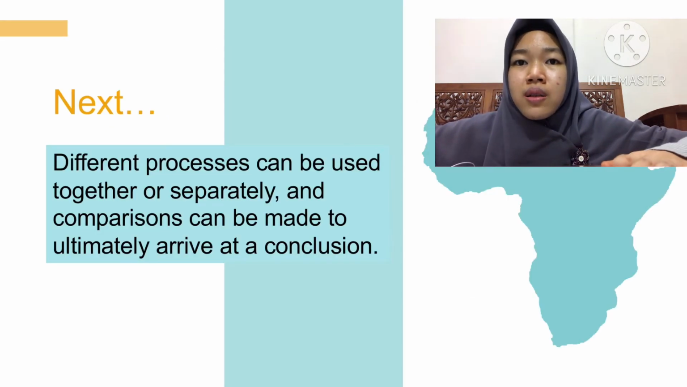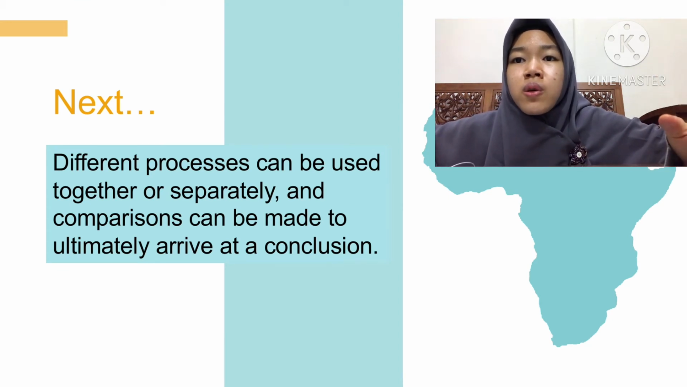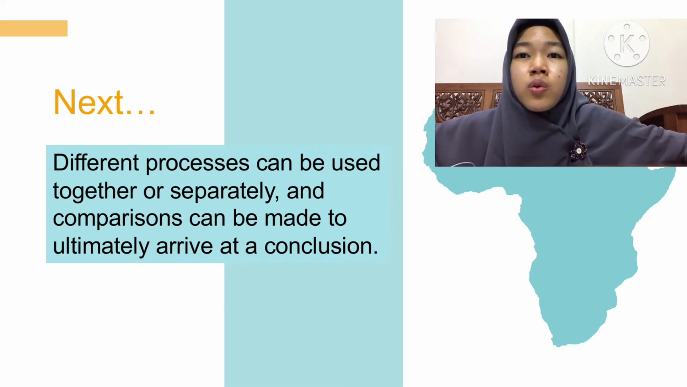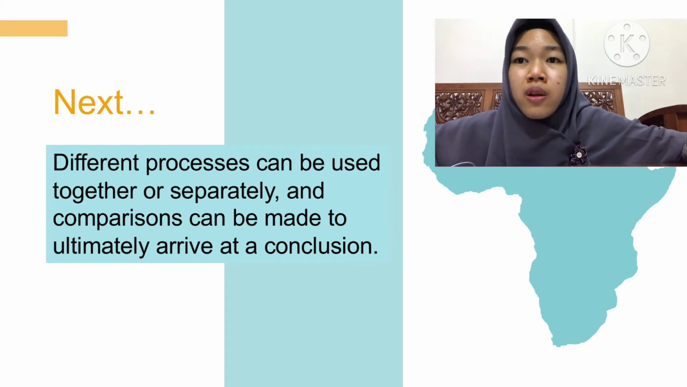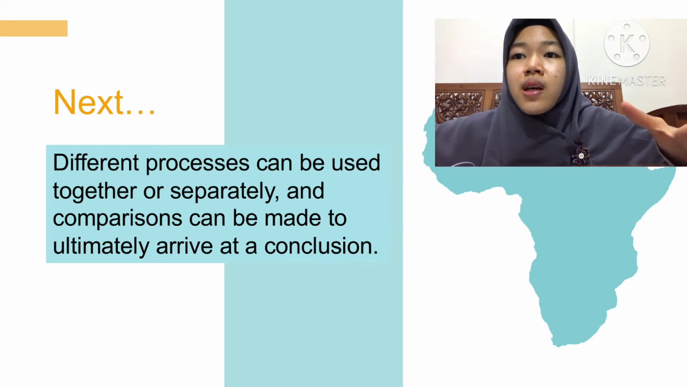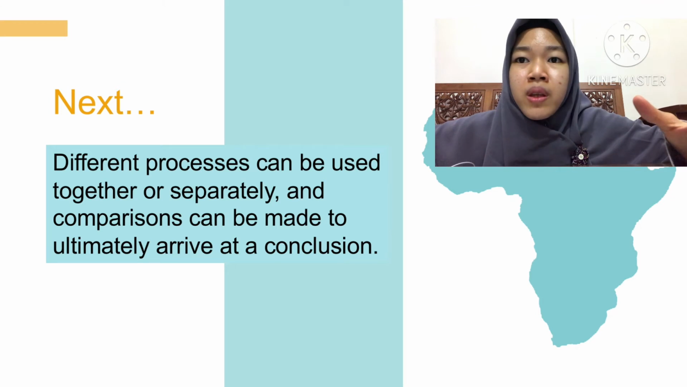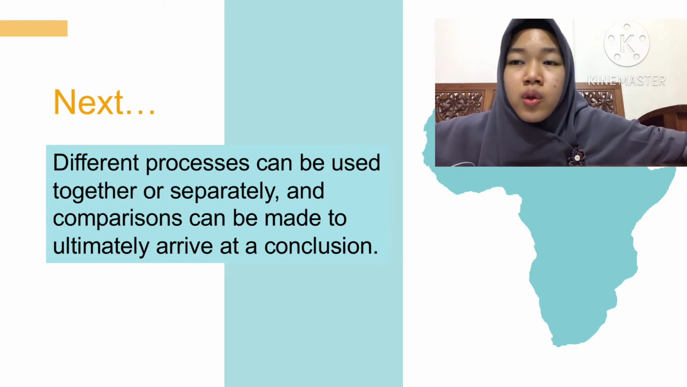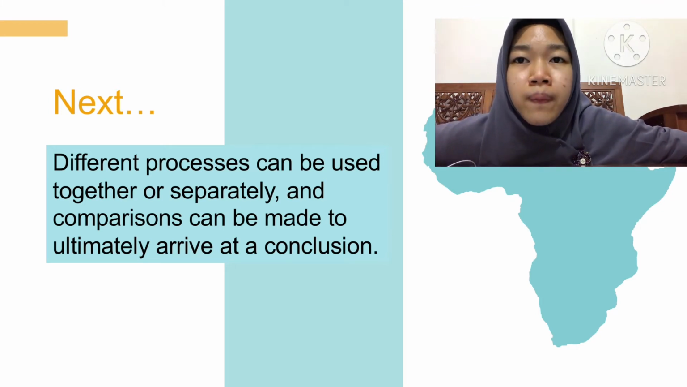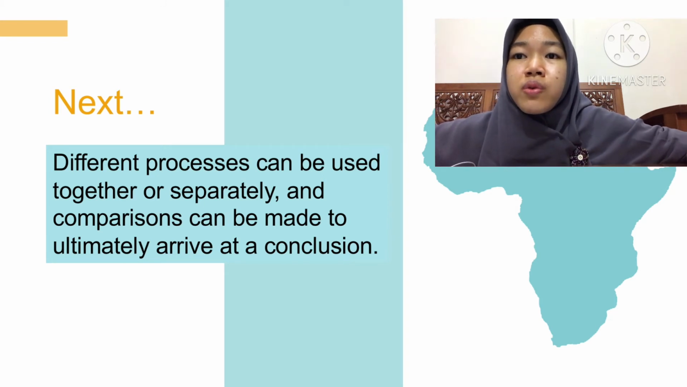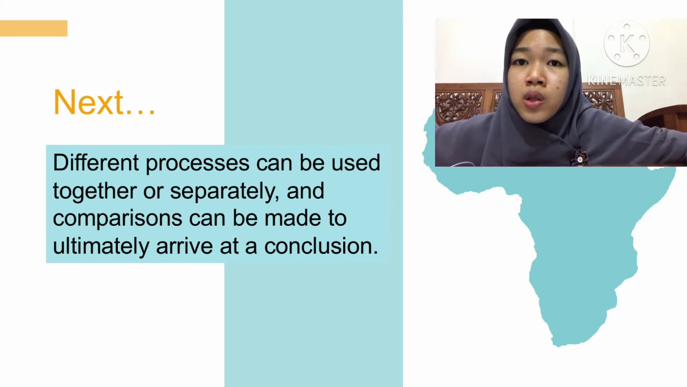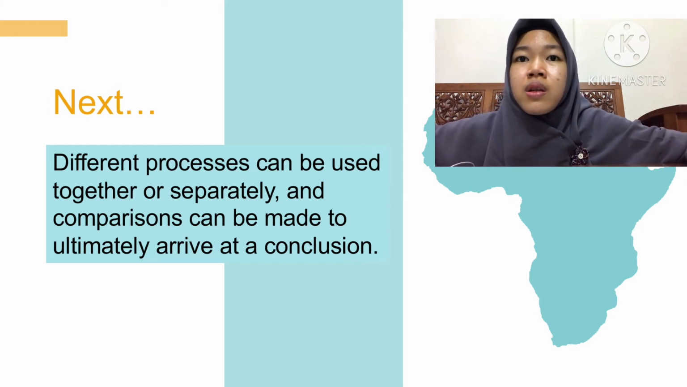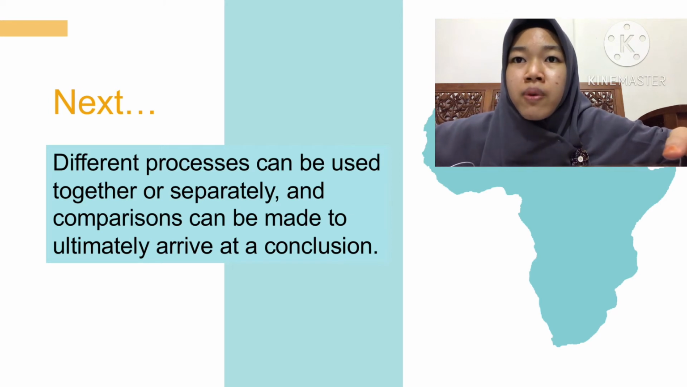Okay, let's go on to the next slide. Typically, quantitative data is measured by visually presenting correlation tests between two or more variables of significance. Different processes can be used together or separately, and comparisons can be made to ultimately arrive at a conclusion. Other signature interpretation processes of qualitative data include: first is regression analysis, cohort analysis, predictive and prospective analysis.